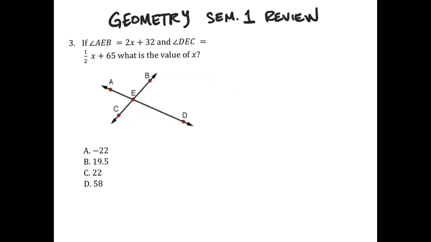Problem number 3 deals with angle AEB and angle DEC. So hopefully you look at those and you're like, yep, those are vertical angles. Vertical angles. Alrighty, and we know that vertical angles are congruent. So I know that AEB, which is 2x plus 32, is going to have to be equal to DEC, which is 1/2 x plus 65.